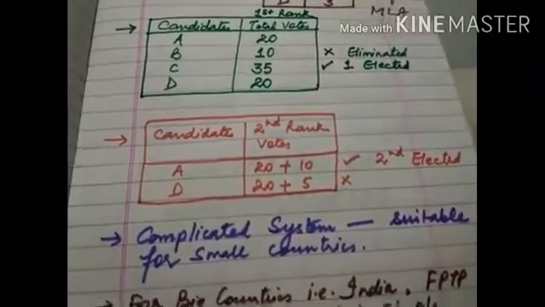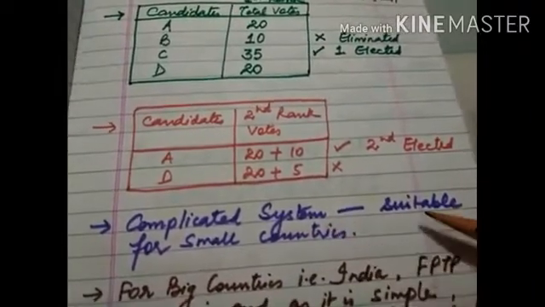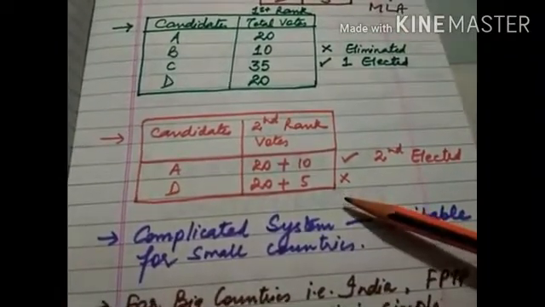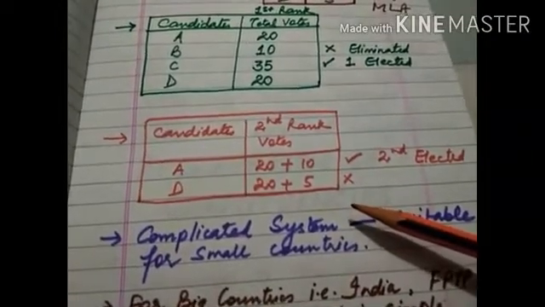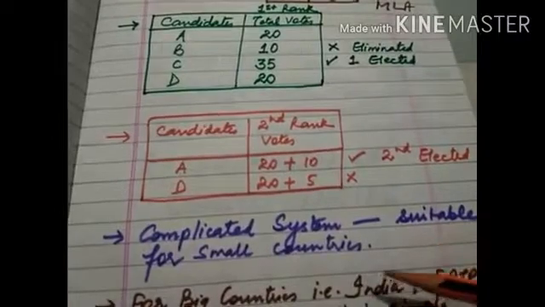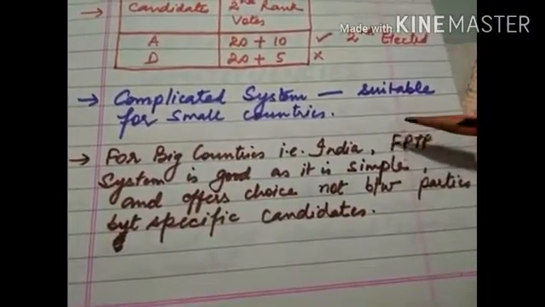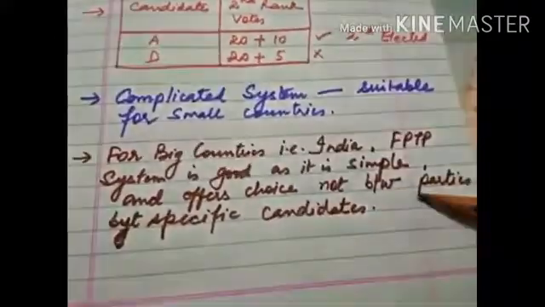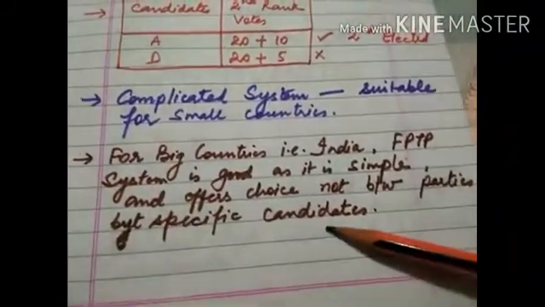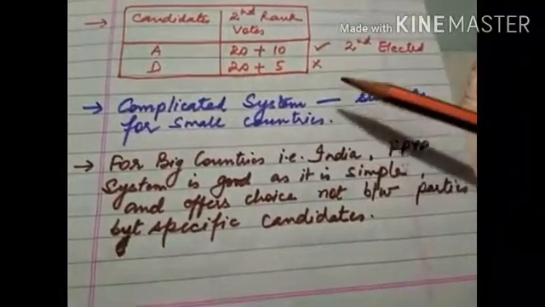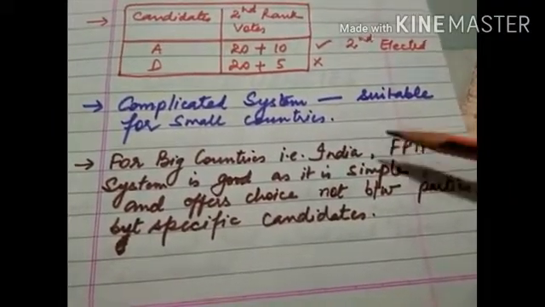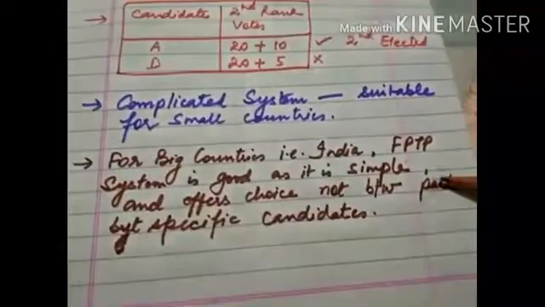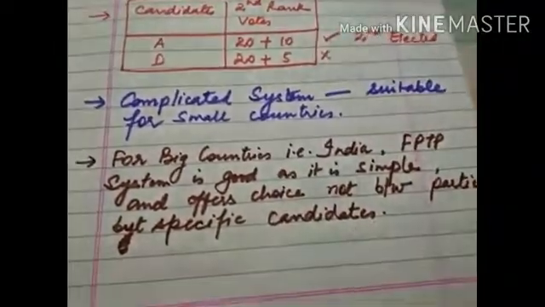Now you have seen that this is a very complicated system and suitable for small countries, and in our country we are using this system for the elections of president, vice president, Rajya Sabha MPs and the Vidhan Parishad MPs. For big countries like India, first past the post system is good as it is simple and also offers choice not only between parties but also for specific candidates. So, as you have seen in the PR system, voters can choose only for party, not for the candidate. But first past the post method offers the choice between parties also, choice between specific candidates also.